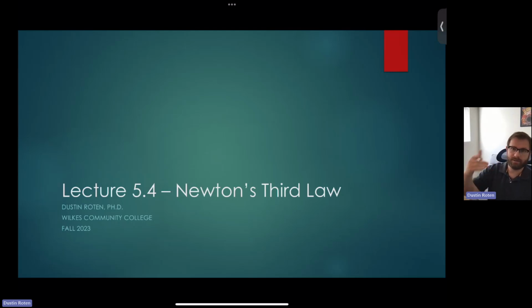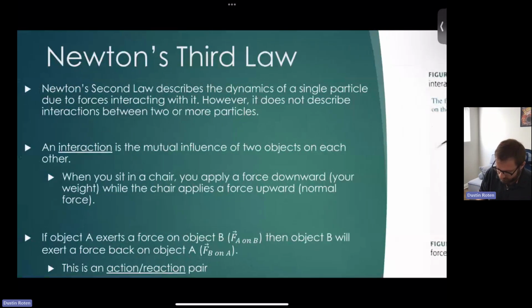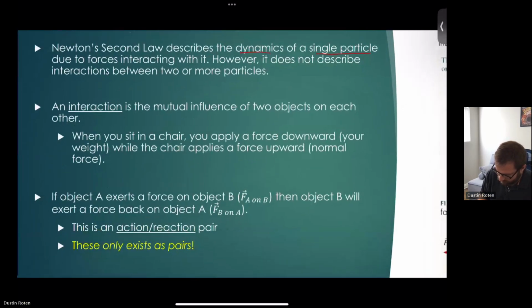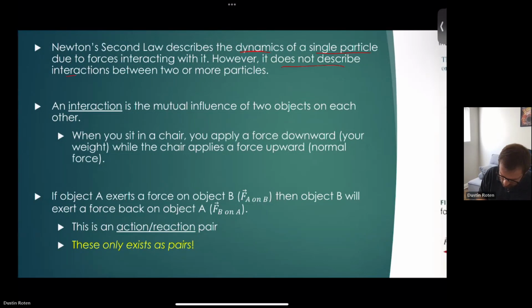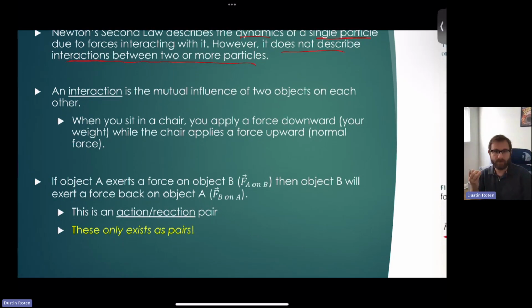So now we're going to dive into Newton's third law, where we have two things that are interacting with each other, like two objects. So with Newton's third law, instead of describing the dynamics of a single particle, we're going to use this to describe the interaction of two or more particles. And Newton's second law doesn't do this. With Newton's second law, it's the dynamics of a single particle, and it does not describe interactions between two or more particles.